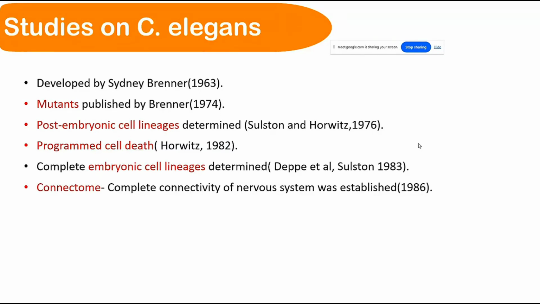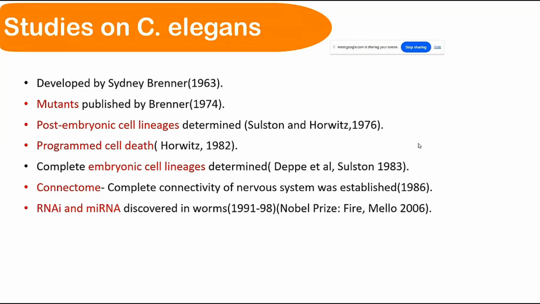Connectome. Now, the connectome is, I would say, the wiring connections of the nervous system. So the complete connections of the nervous system were established in C. elegans, and it comes as a really good model for understanding the nervous system. So that was done in 1986. Then I was talking about interference RNA, RNAi, and miRNA. They were discovered in C. elegans in 1991 to 1998, for which Fire and Mello got the Nobel Prize in 2006.